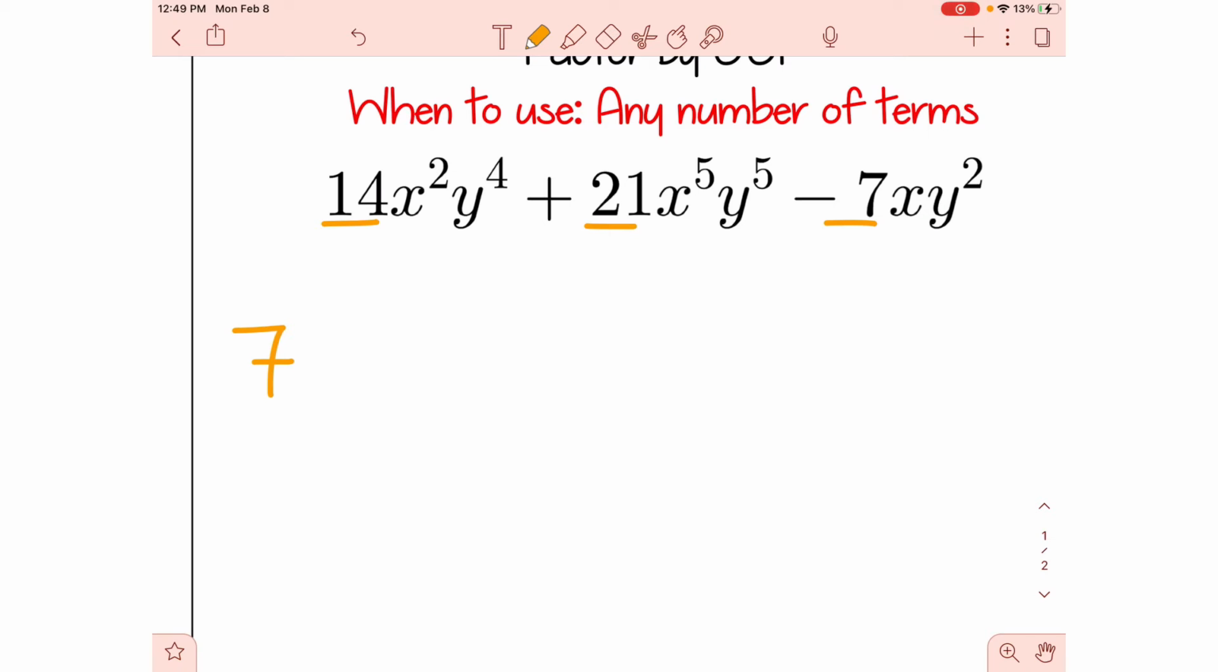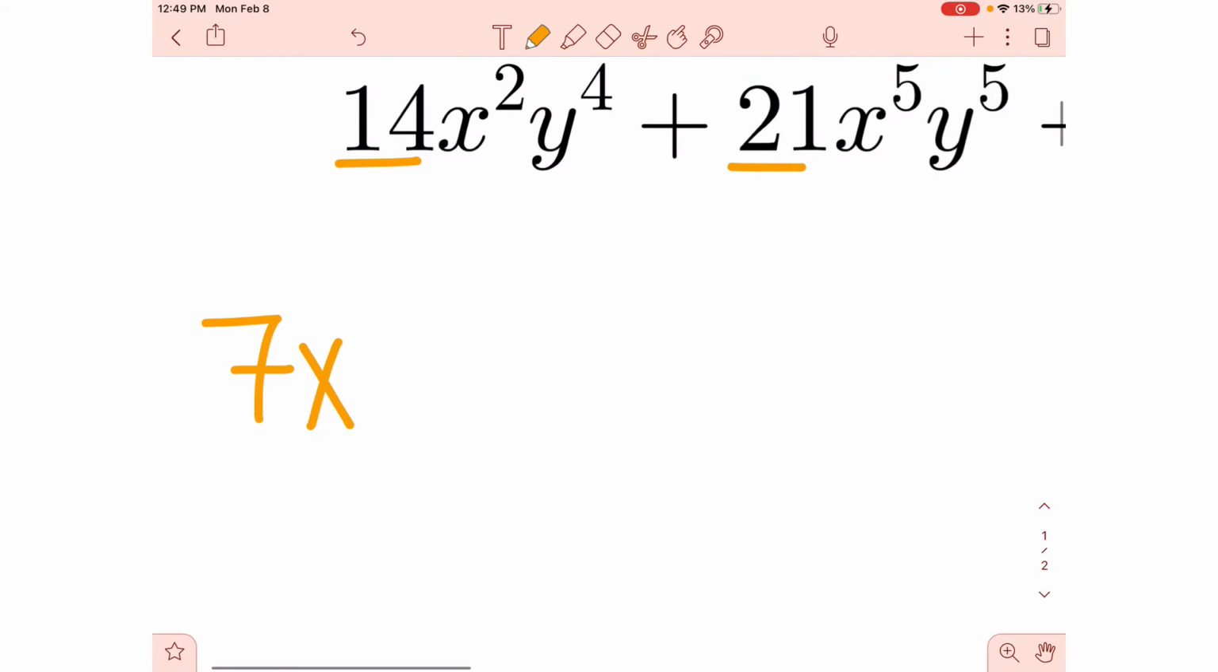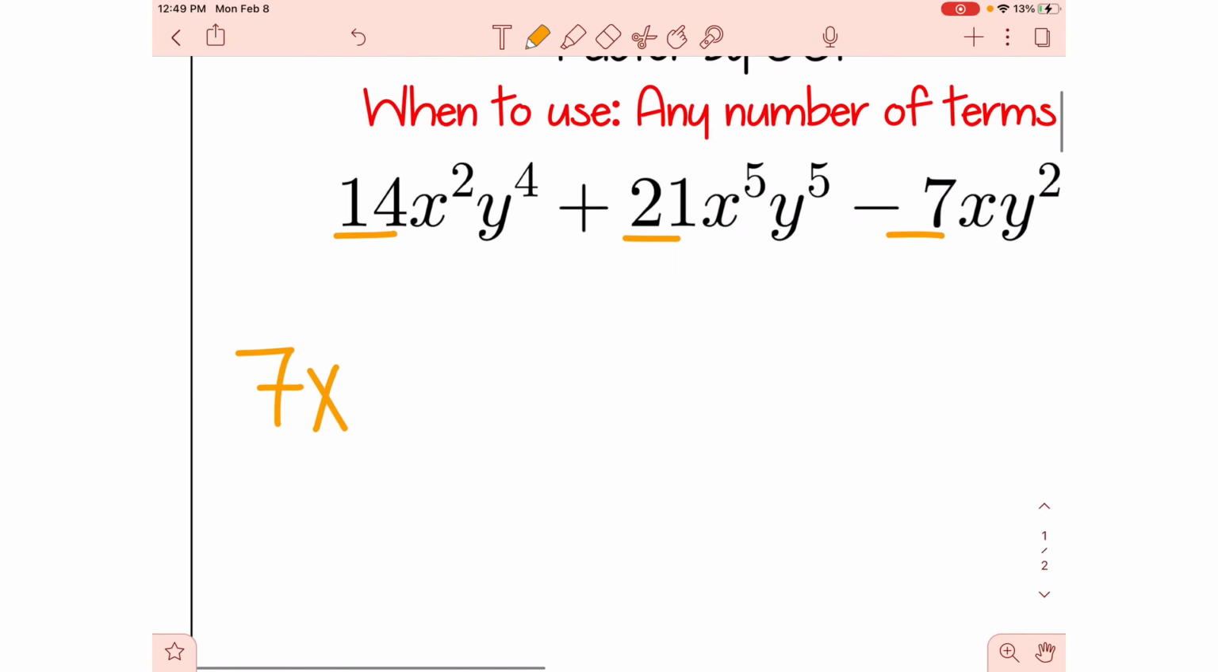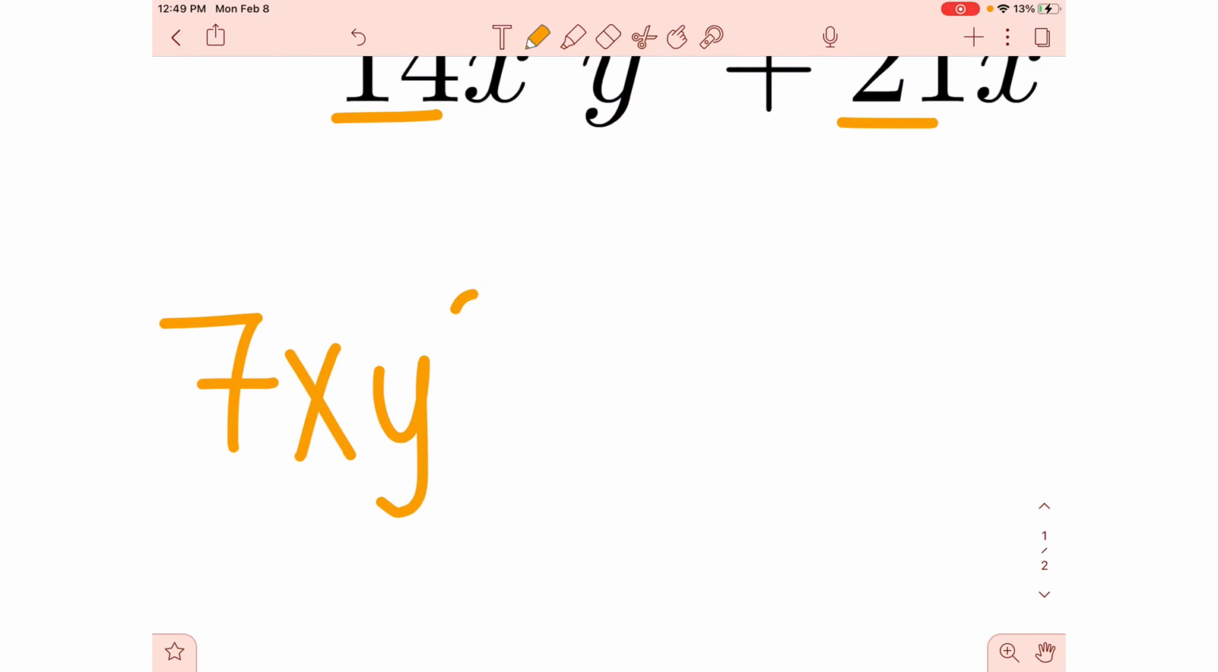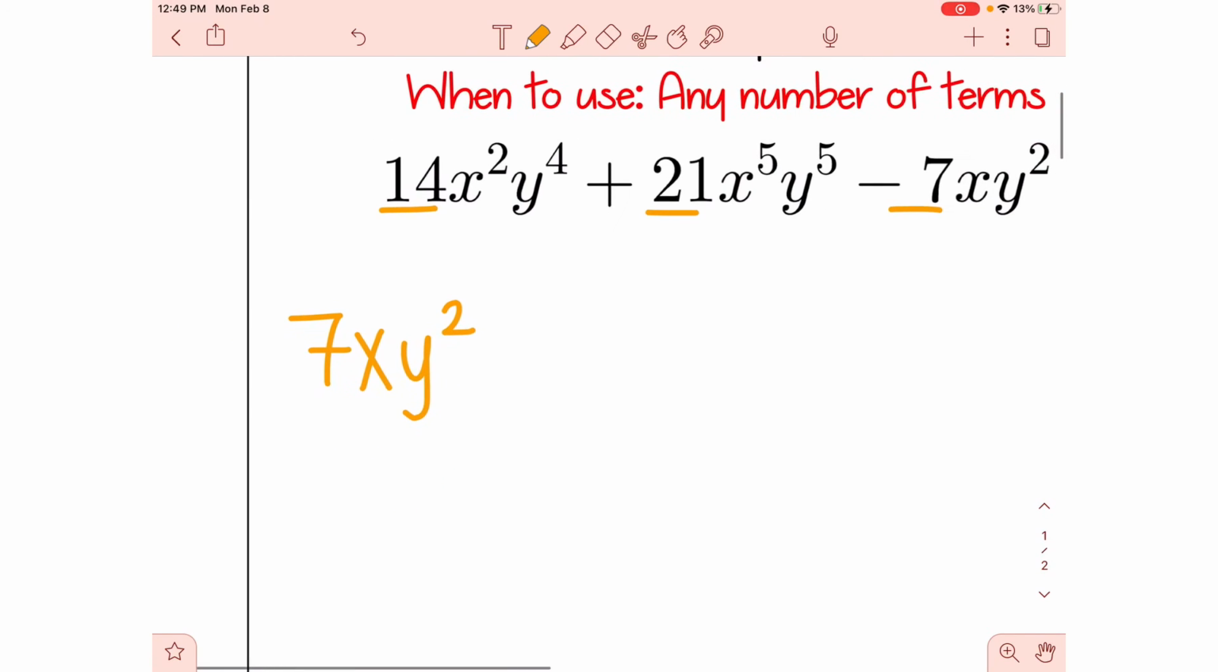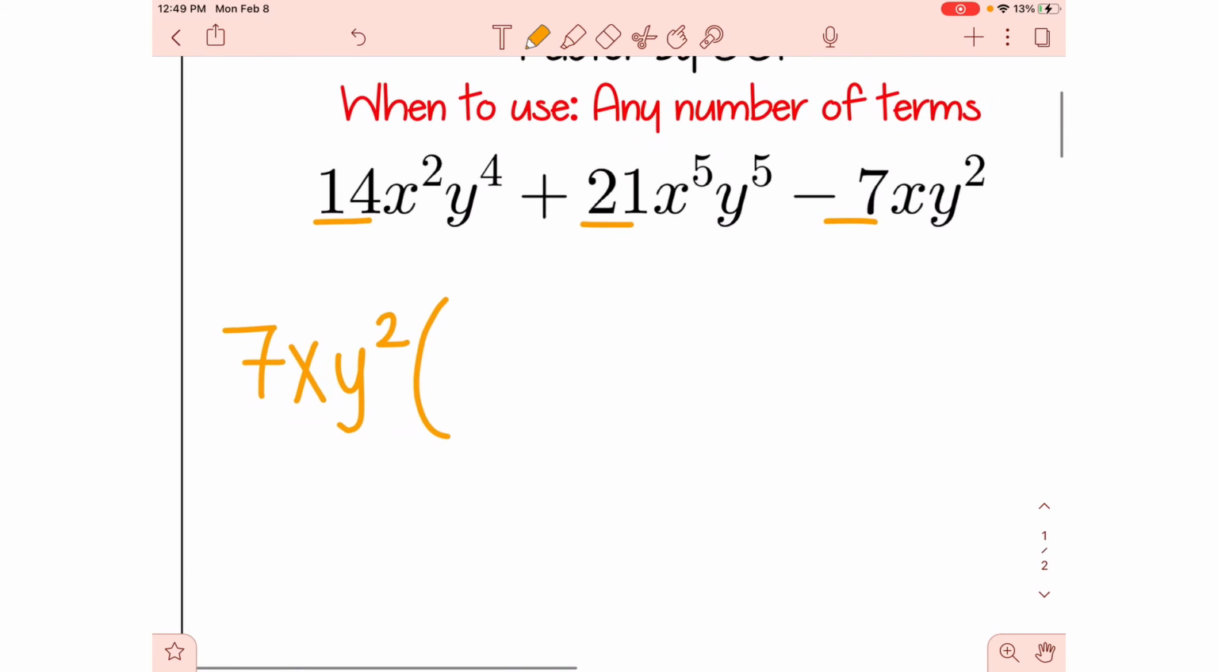Looking at my x's, I can pull out an x to the first. The trick is to take the smallest exponent of all the x's, which is the invisible one on that last term. That's what they have in common the most, okay? So then for the y's, I can take out a y to the second. The trick is the smallest exponent. All of these y's have at least a y to the second within them. That is my GCF, and now to factor, I divide out the GCF.